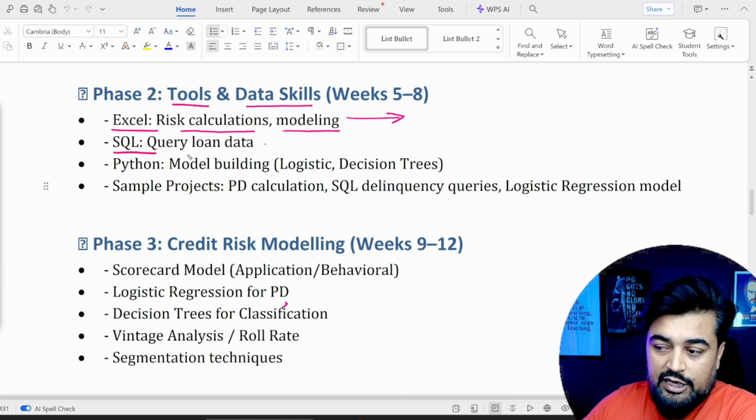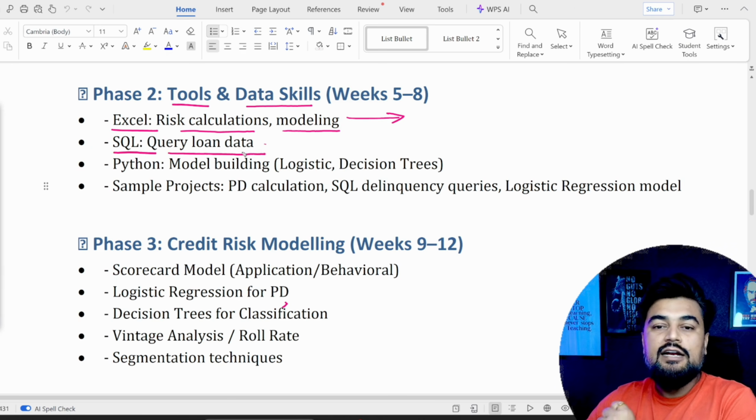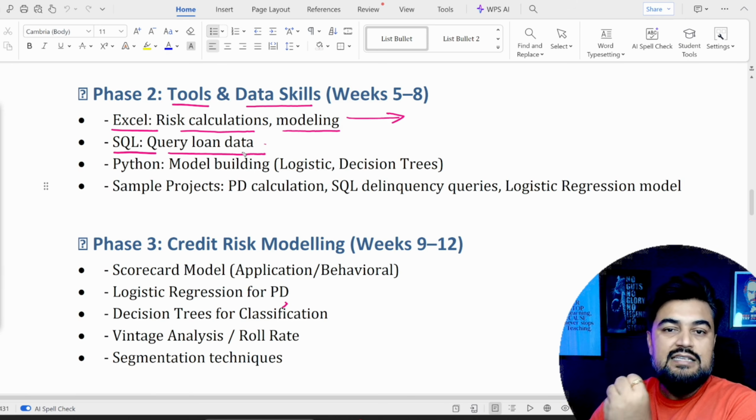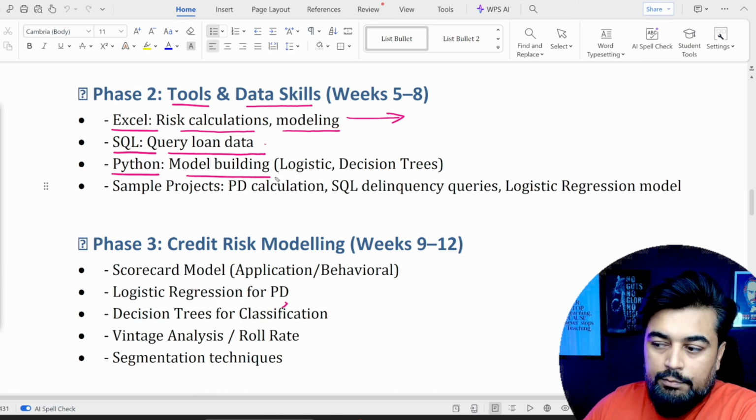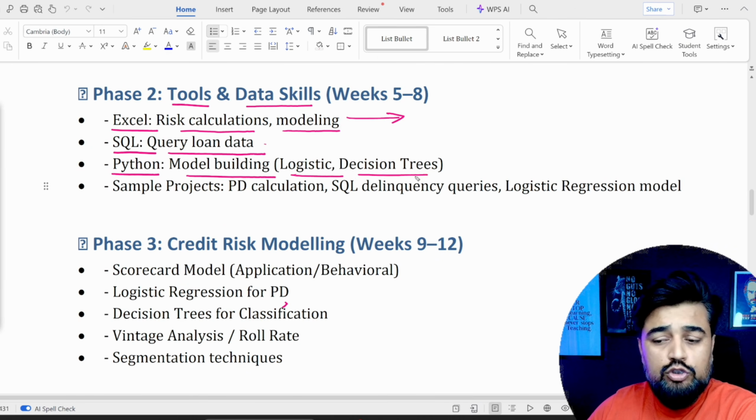Then SQL, how to fetch the data, what are the core skill sets under SQL, what are the most important functions, what are the joins, properly learn that, okay. Then from a Python perspective, model building, logistic regression, decision tree, these are the most commonly used, that's why I'm mentioning this.